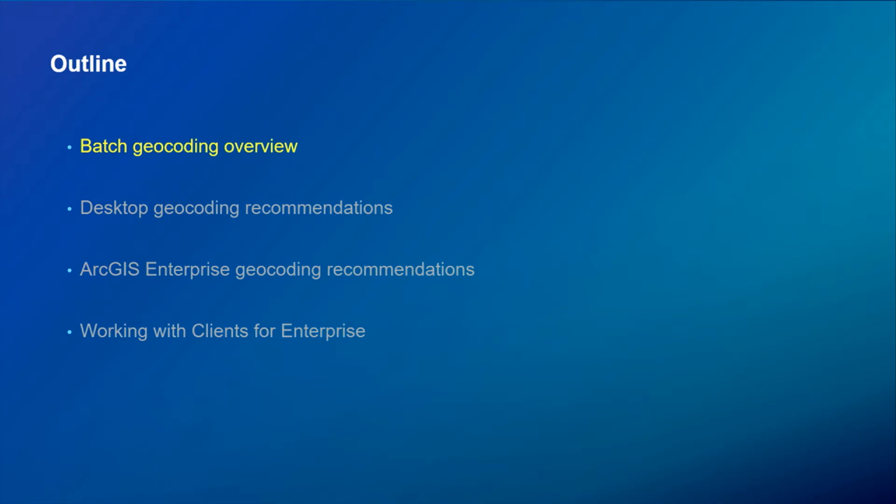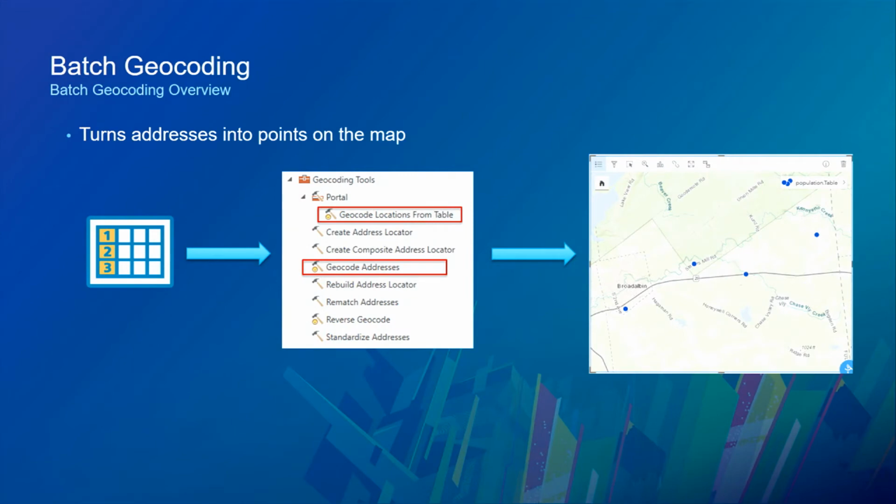So let's get started. First, the batch geocoding overview. So batch geocoding. Fundamentally, what is geocoding? It turns addresses to points on a map. Batch geocoding specifically is doing this for large tables of data.